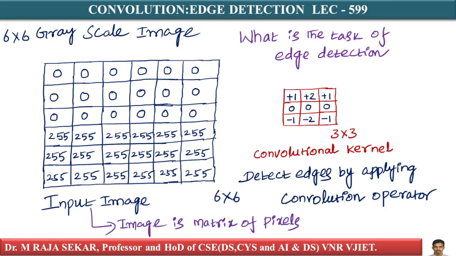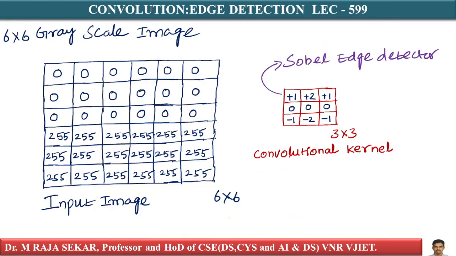This input image is a matrix. What is the name of the 3 by 3 matrix? There is a special name called the Sobel edge detector. This 3 by 3 matrix in image processing is called the Sobel edge detector, isn't it? To be more precise, it is called the Sobel horizontal edge detector. Which type of edges will it detect? It will detect horizontal edges. Let's see what it does.